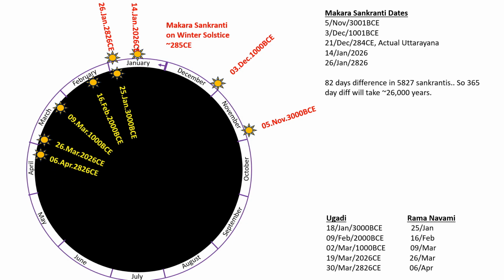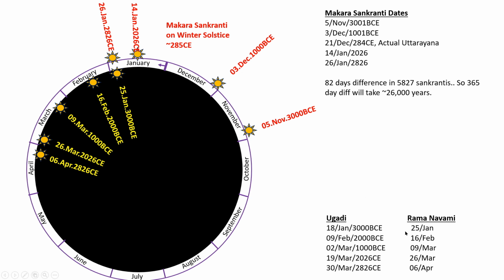So let's look at Ram Navami celebration as an example. Ram Navami is on the 9th day, right after the full moon. About 7-8 days after the Ugadi, we'll have Ram Navami. Basically, this is the 9th day of the full moon, Chaitra Shukla Navami. So in 3000 BC it was around 25th January.